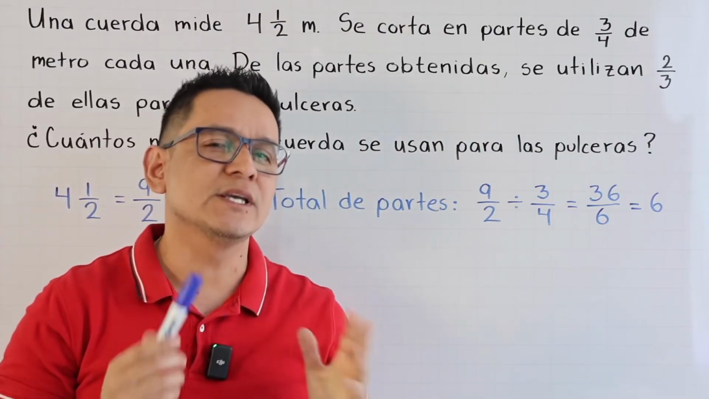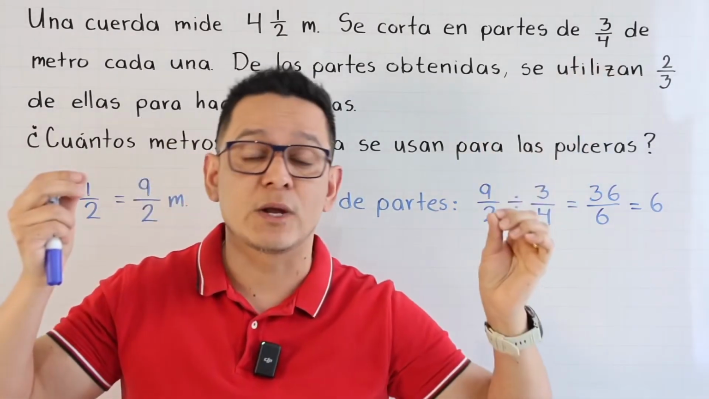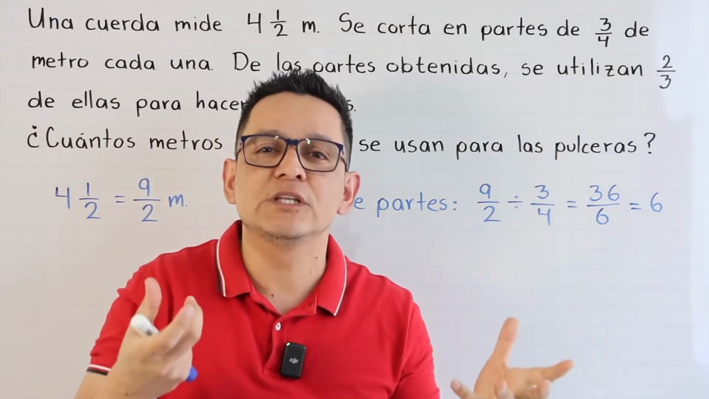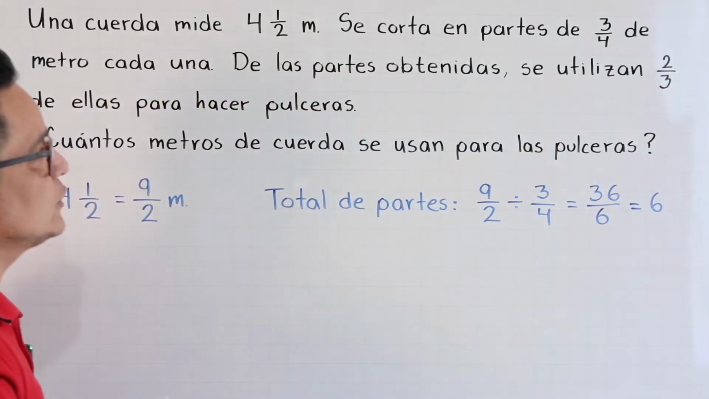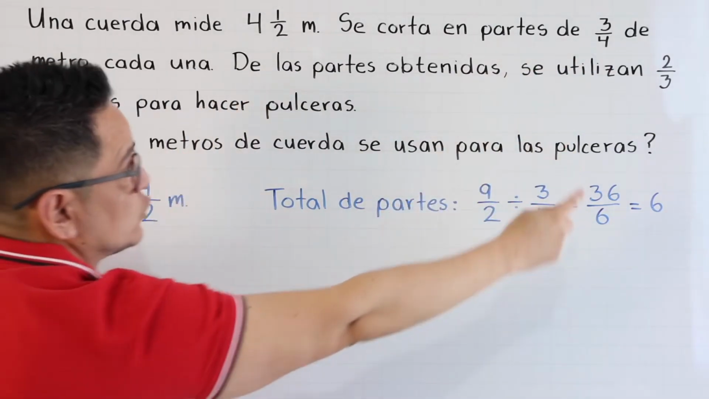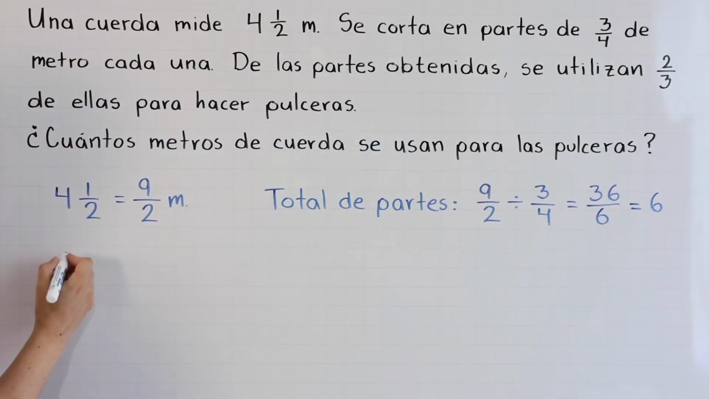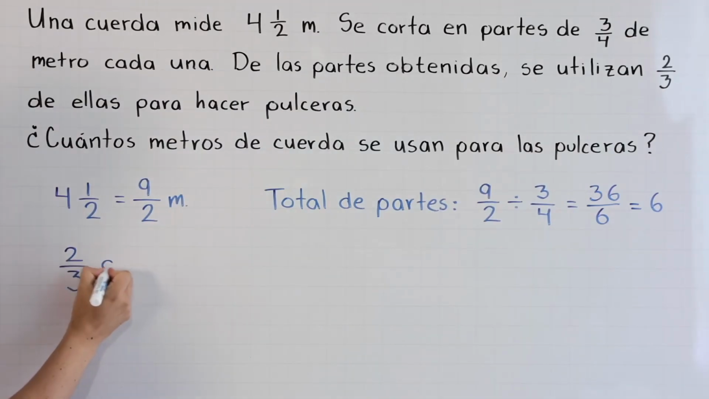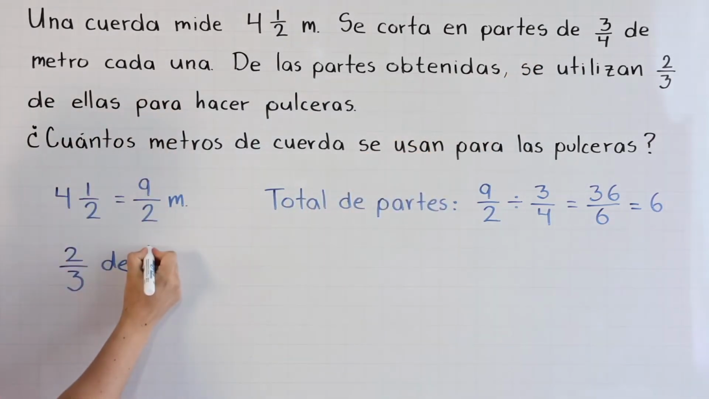So what I'm going to do now is look at those pieces that were 3/4 of a meter each. Let's see how much is used to make the bracelets. And how do I figure that out? Well, it's very simple. If it's telling you that only 2/3 of that part is used, the operation I have to do would be 2/3 of what? Well, of the length of the piece, which is 3/4 of a meter.